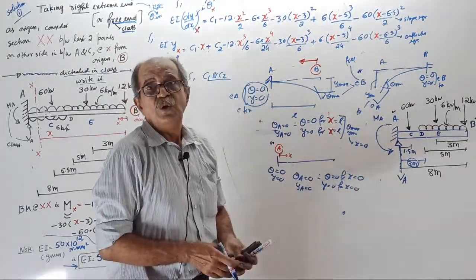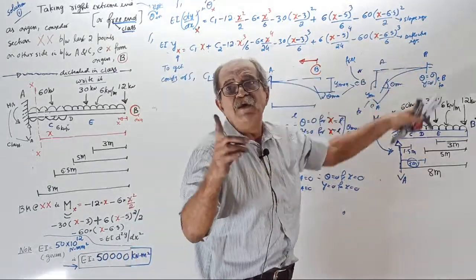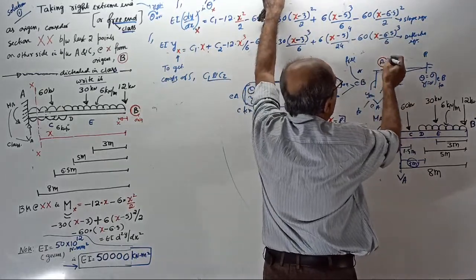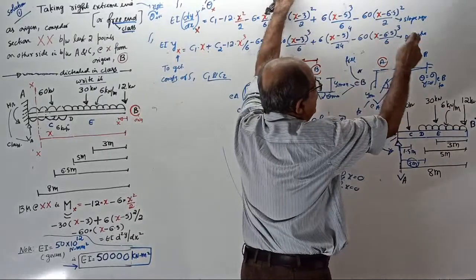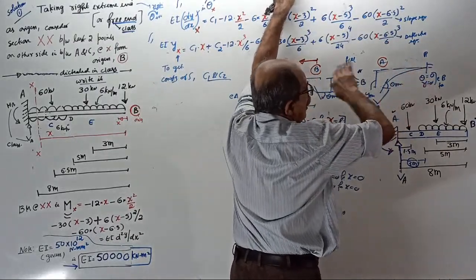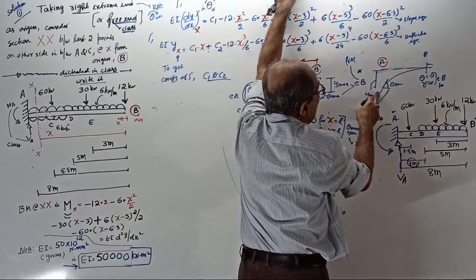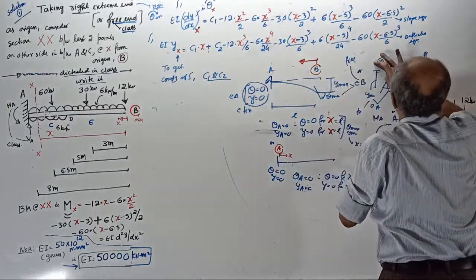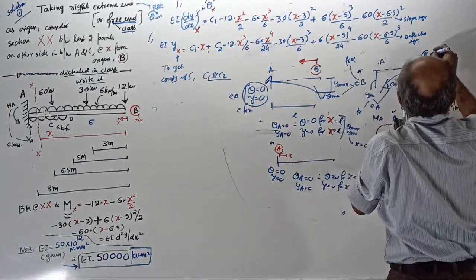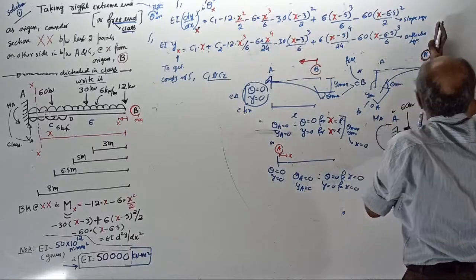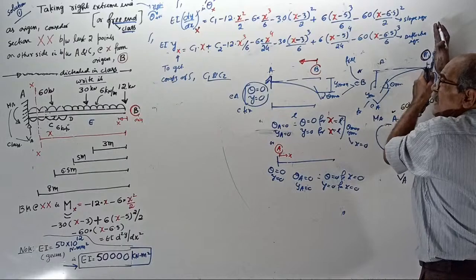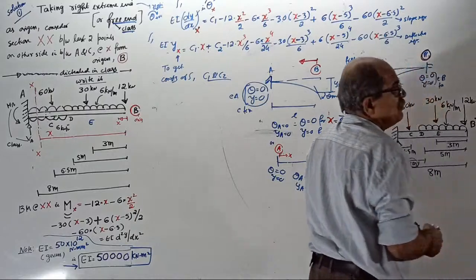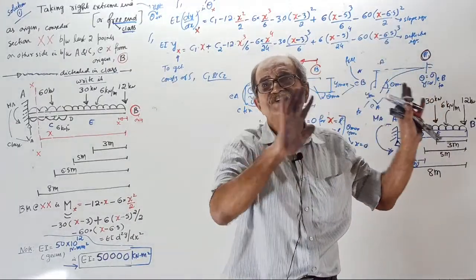Okay, now write here, I will explain. If I take free end as origin, then theta and y both are 0 for x equal to L, and both are maximum for x equal to 0. Whereas, if I take B origin, x this way, then theta and y both are 0 for x equal to 0, and theta and y both are maximum for x equal to L.